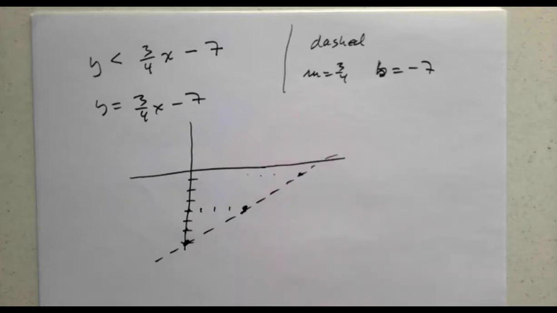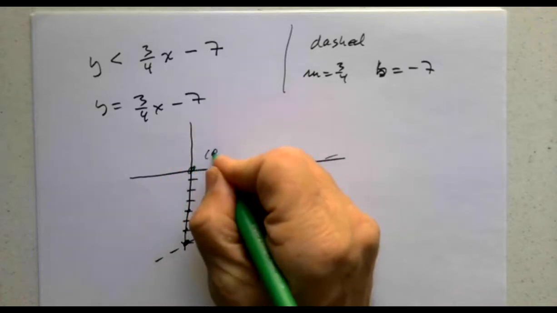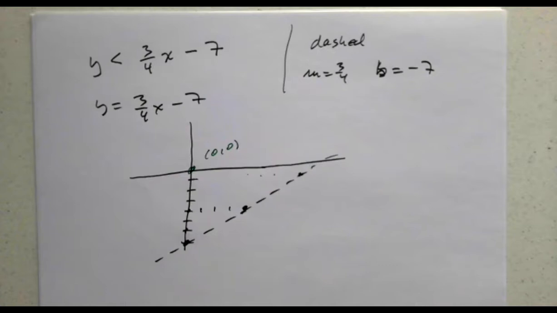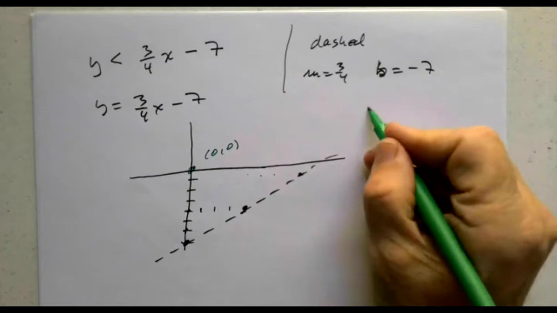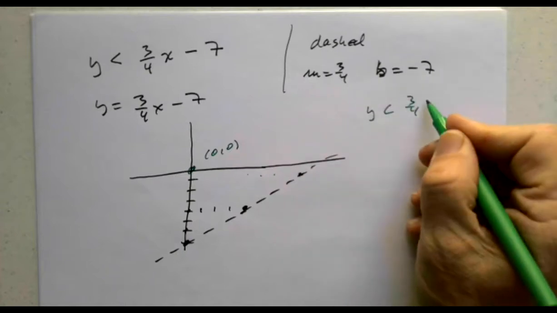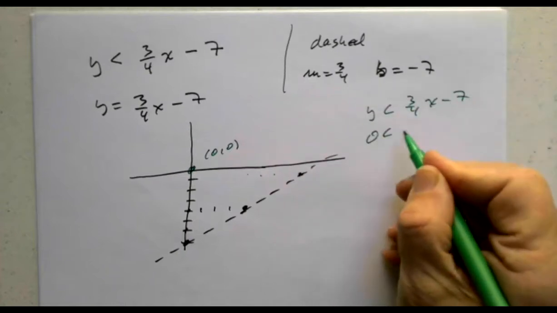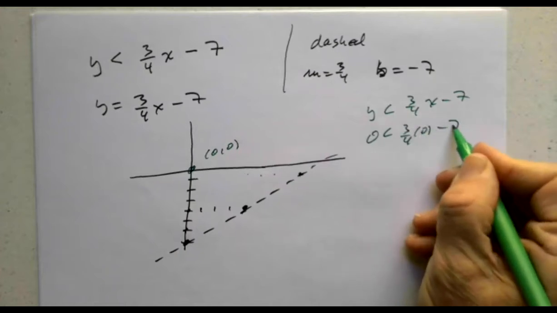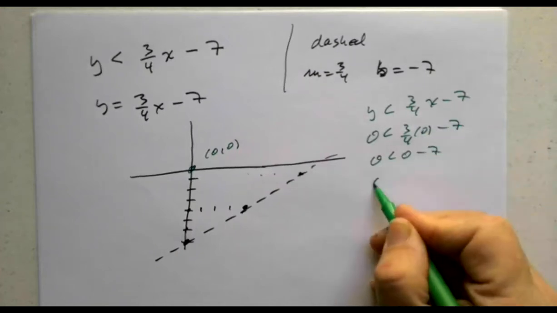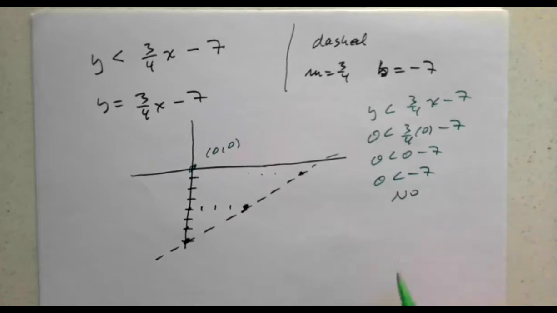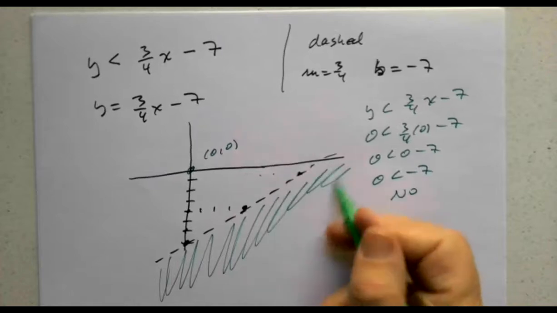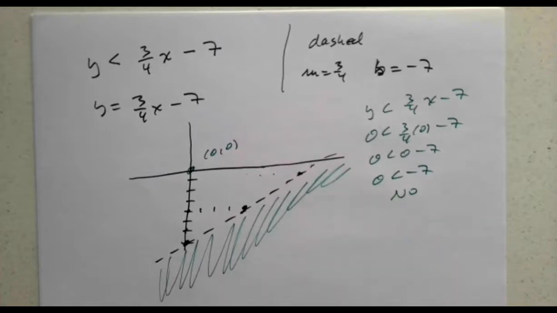Now do I shade towards 0, 0 or do I shade away from 0, 0? Here is my point of interest, 0, 0. Is 0, 0 true or is 0, 0 false? I have y is less than 3/4 x minus 7. Plug a 0 in for y and for x. 0 is less than 3/4 times 0 minus 7. Is 0 less than negative 7? No, it is not. So again, I do not shade towards 0, 0. I shade away from 0, 0. And this is what my graph looks like. So let's go to Desmos and see if that agrees.